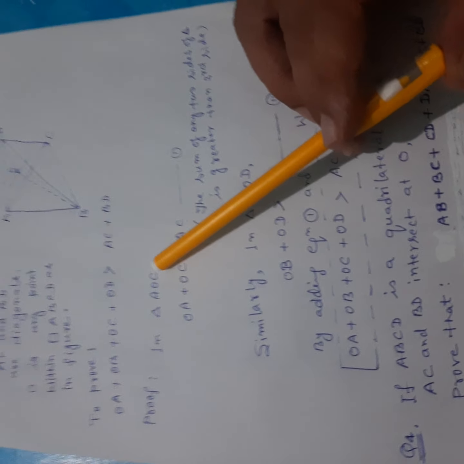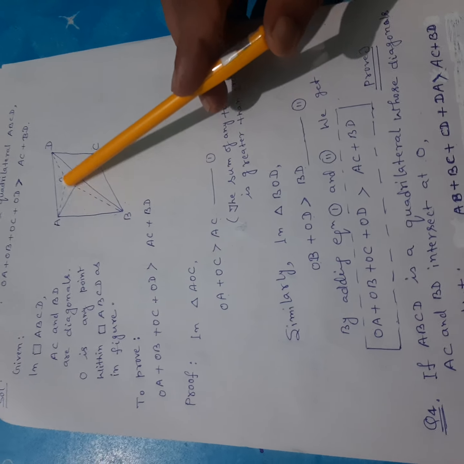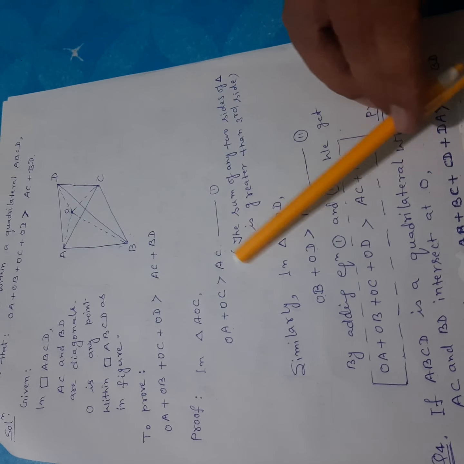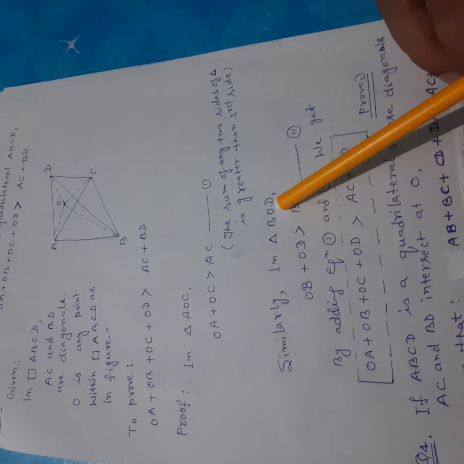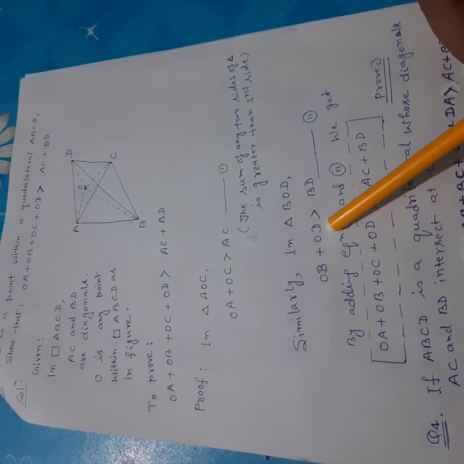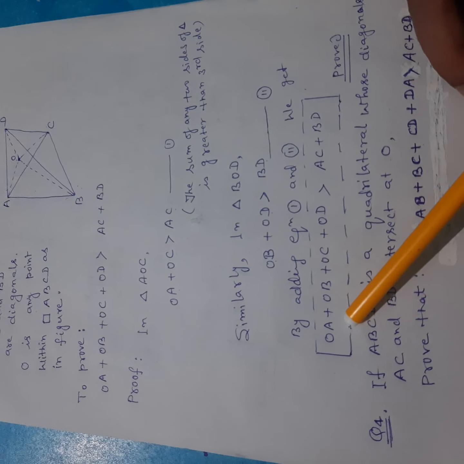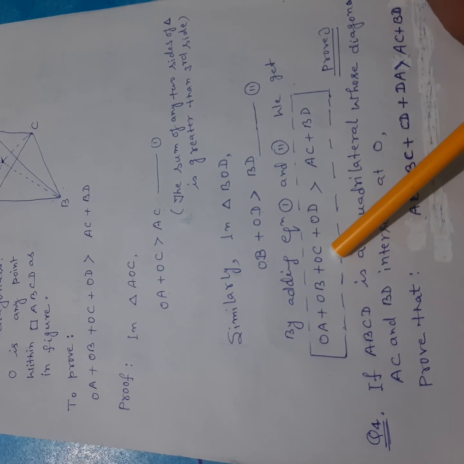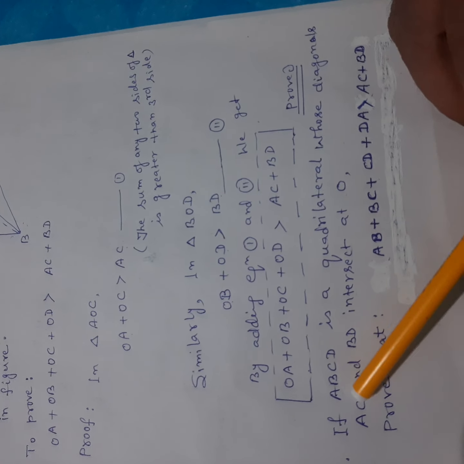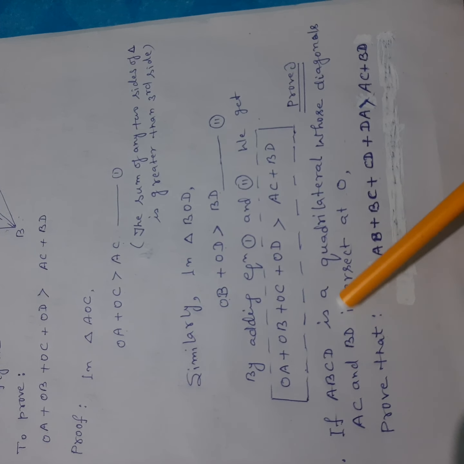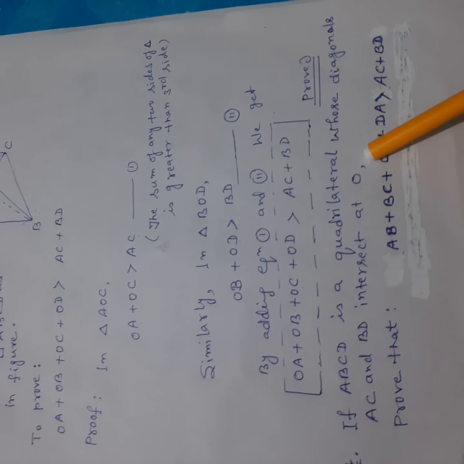Now in triangle AOC, as you observe in the figure, OA plus OC is greater than AC, because the sum of two sides of a triangle is greater than the third side. Similarly, in triangle BOD, OB plus OD is greater than BD. By adding equations 1 and 2, we get OB plus OA plus OC plus OD greater than AC plus BD. Proved.